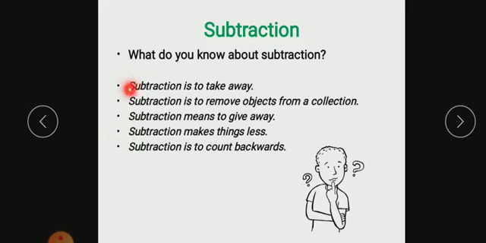So, these are the important points to remember while doing subtraction. Subtraction is to take away, to remove objects from a collection, to give away. Subtraction makes things less, and subtraction is to count backwards. So, always keep these points in your mind.